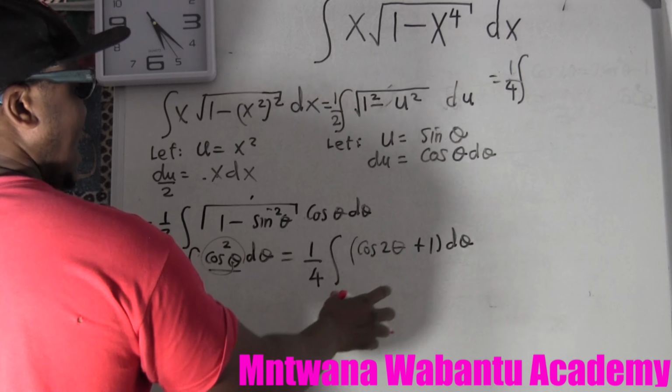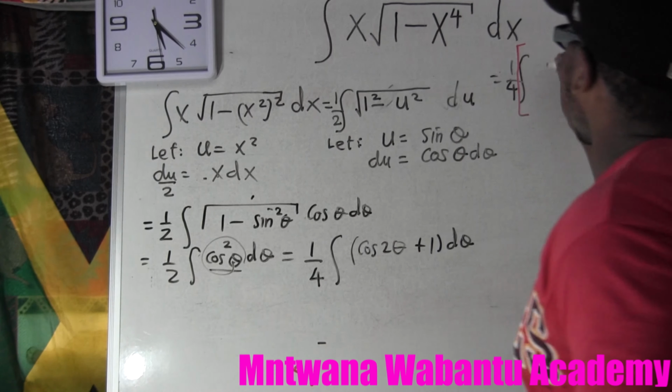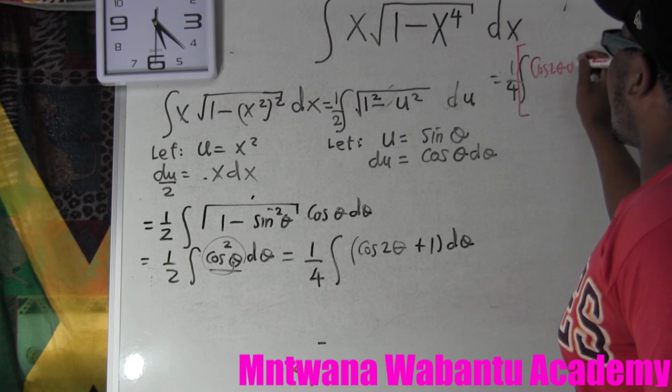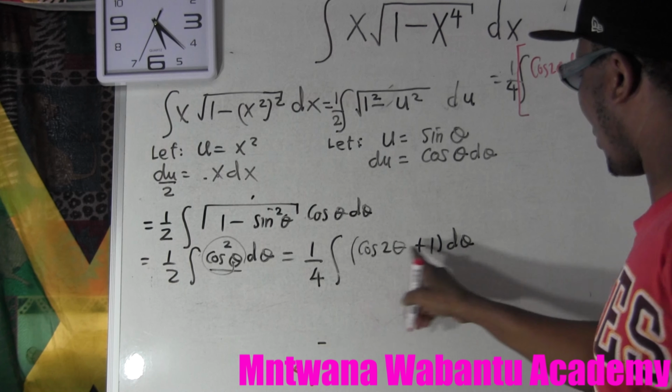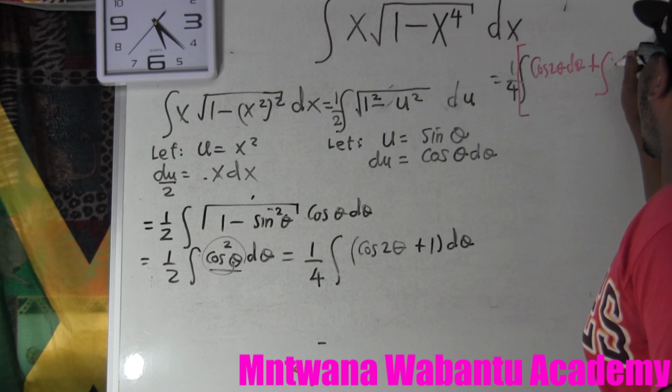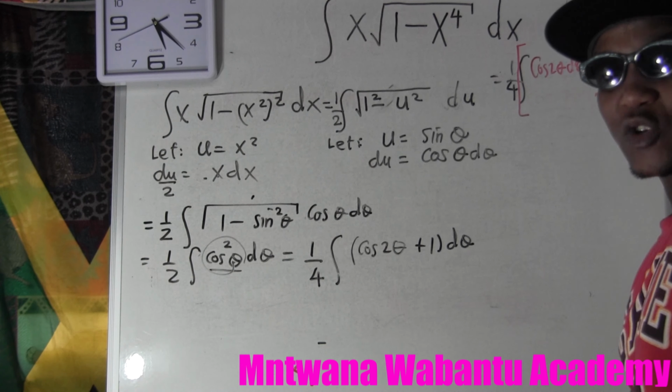1 over 4. And then I'll say integral of cos 2 theta d theta, and then plus integral of 1 d theta, which is just d theta, because the integral of 1 is just 1 times d theta. So now we finished the question.